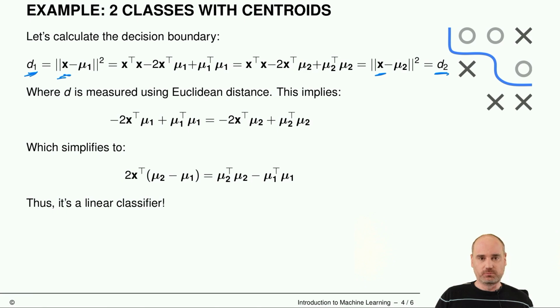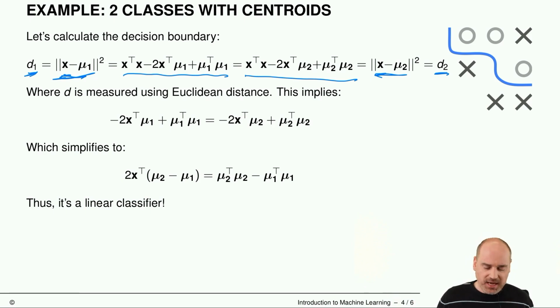Okay, so we compute the distance to mu1 and the distance to mu2. Actually, let's be precise, I'm computing the squared distance here, so the squared norm between x and muj. The reason why I'm squaring this is so I can easily express the norm through scalar products here. Not going to read that out. By now you should really know how to do this.